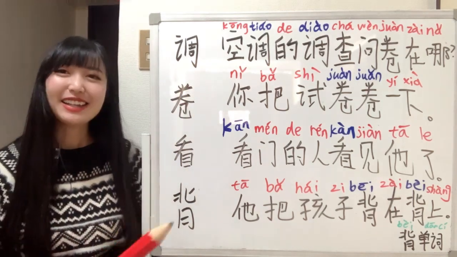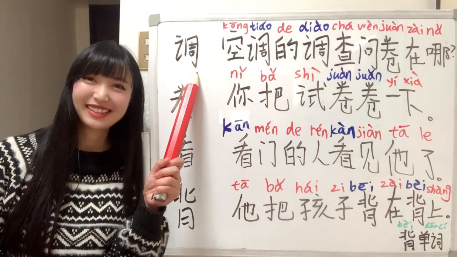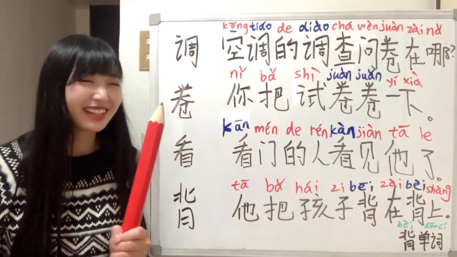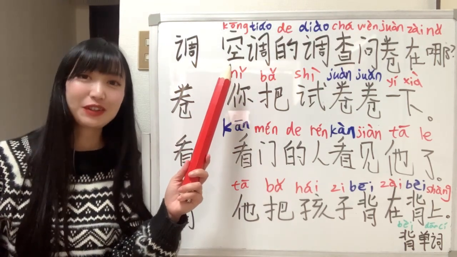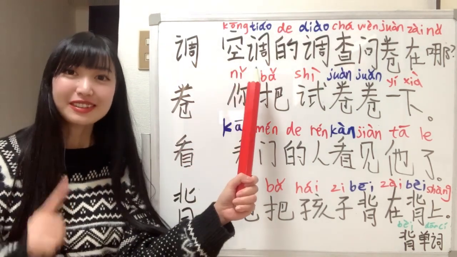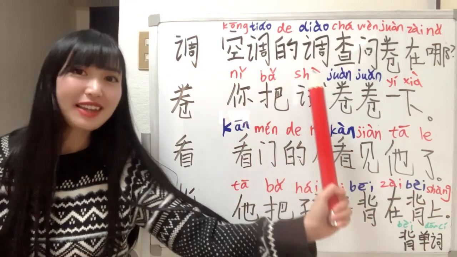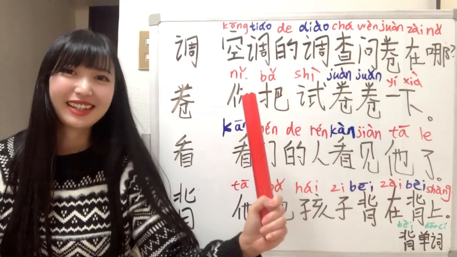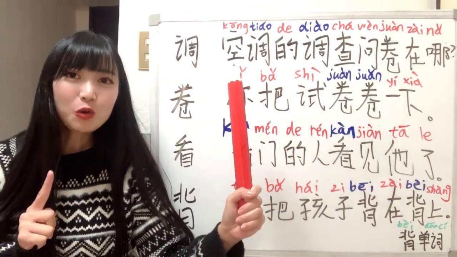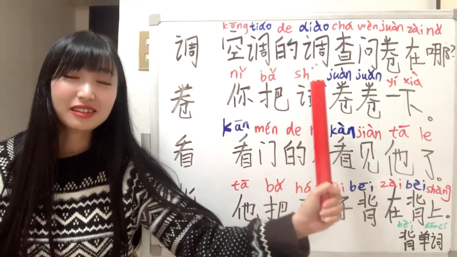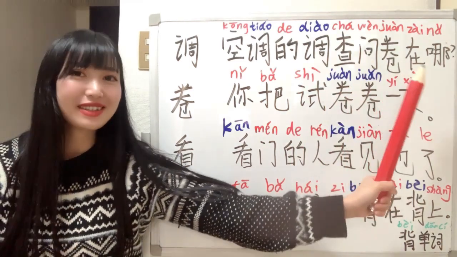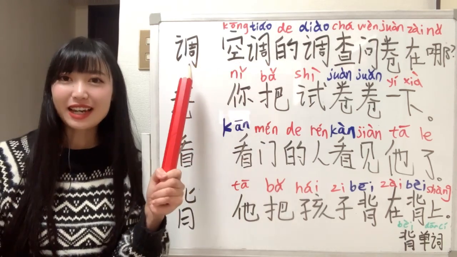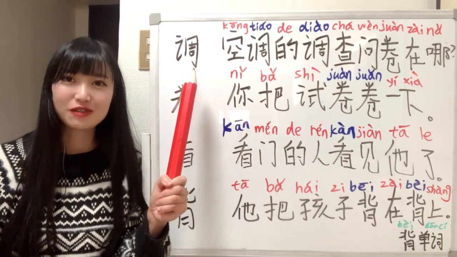Okay, and how do you read this? You don't need to answer me right now because we are going to learn together. Let's read the sentence first. 空调的调查问卷在哪儿? One more time. 空调的调查问卷在哪儿? Okay, in this sentence, this character has 2 pronunciations.